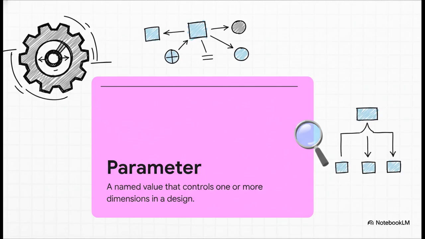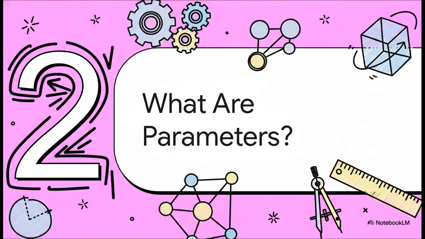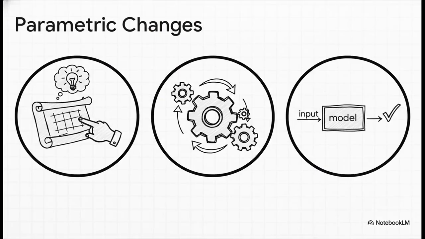It's a single source of truth that you can link to different parts of your design, letting you control all of them at once. So let's get into the nitty-gritty. What do these parameters actually do for us? How do they turn what's basically a static drawing into something dynamic and, well, intelligent? It really all boils down to these three things.